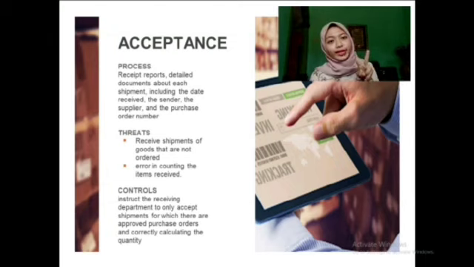There are 2 threats for acceptance. First is receiving shipments of goods that are not ordered, and 2, errors in counting the items received. The best control procedure to reduce these threats is to instruct the receiving department to only accept shipments for which there are approved purchase orders, and to correctly calculate the quantity.